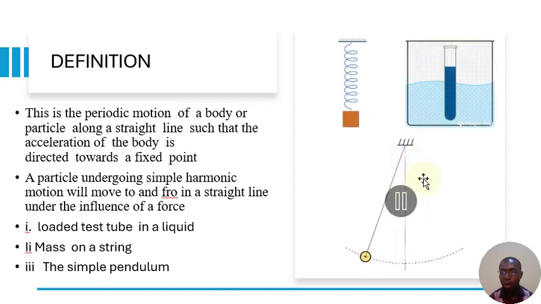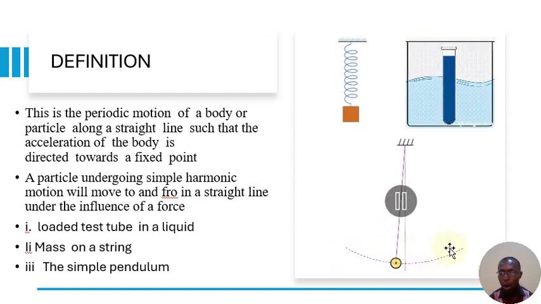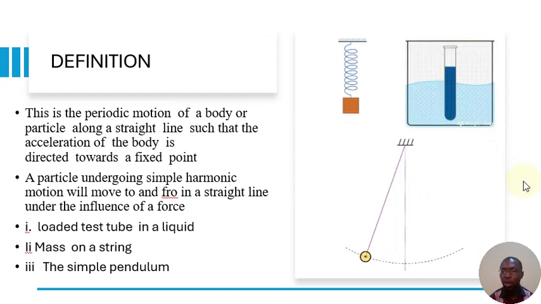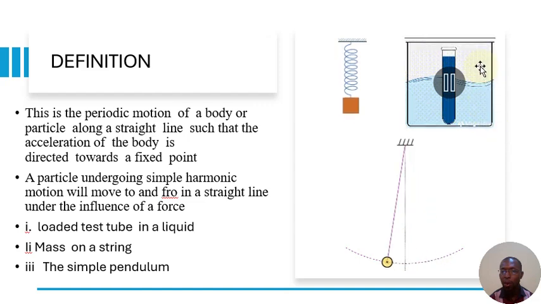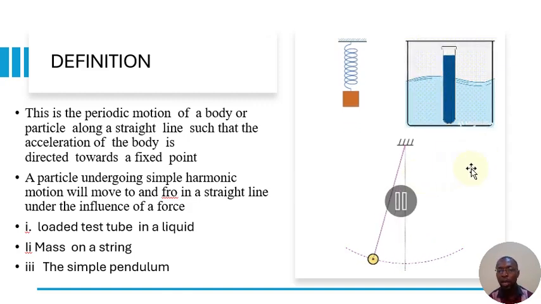Another example is a moving pendulum. You can see a swinging pendulum moving to and fro from left to the right. Okay, another one is a loaded test tube in a liquid. You could see that moving up and down, up and down. So that repetition of movement from one direction to the other is known as simple harmonic motion.